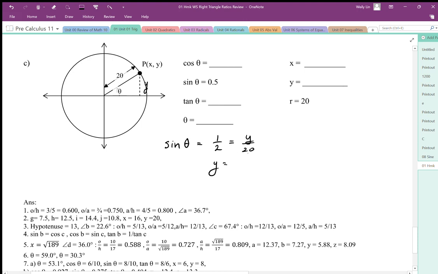I can solve it algebraically as well. So this is going to be 20 divided by 2, and that side length is going to be equal to 10.